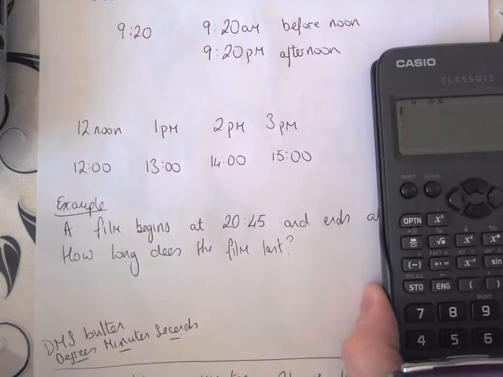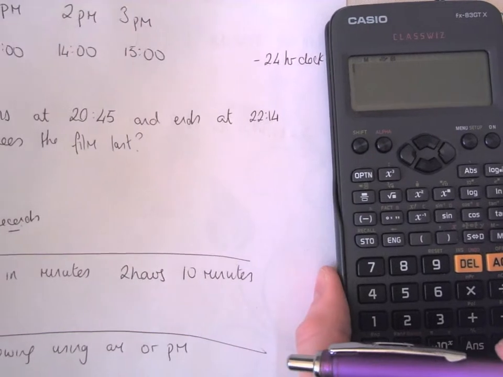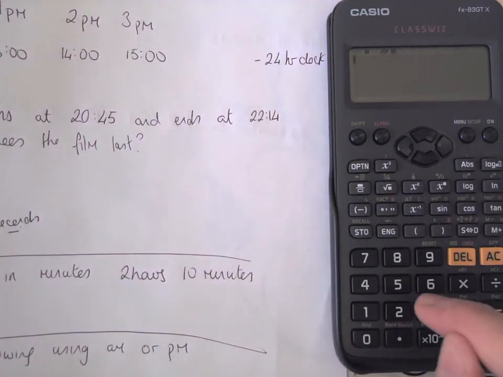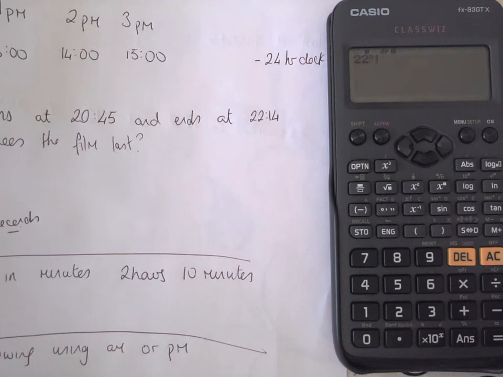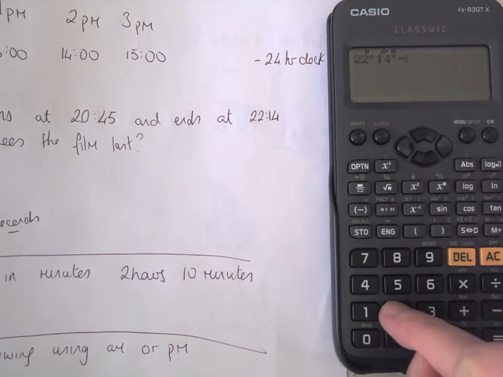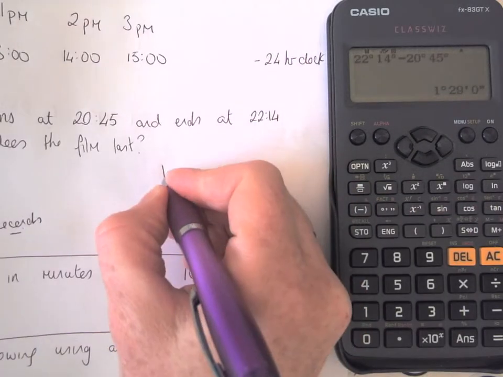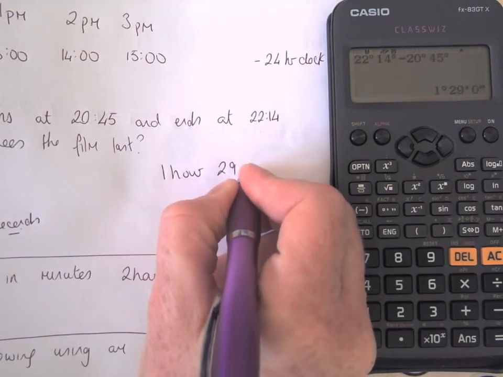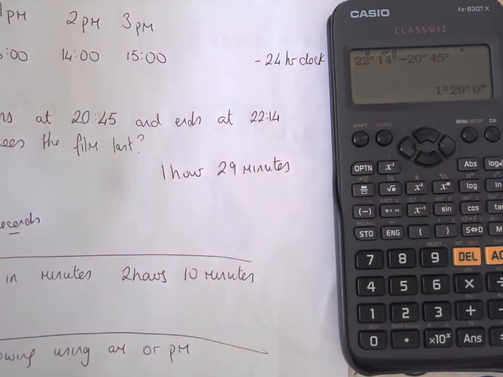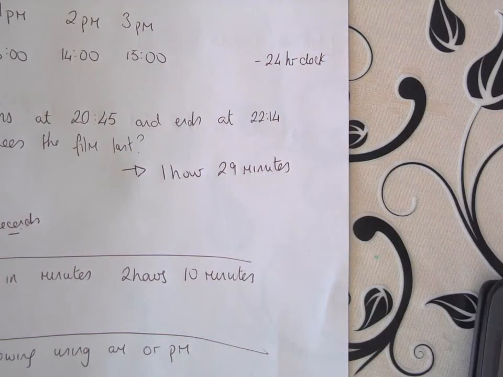So we enter, sorry, I just want you to be able to see the times. Okay. So we go 22 and we press the DMS button. 14, press the DMS button. So every time you enter an hour, a minute, or a second, you have to press the button after it. And then we minus 20, DMS button, 45, DMS button, and then press equals. And it gives you your answer like this. So this is 1 hour, 29 minutes. Okay, so it's very easy. Calculate the difference between two times using the DMS button, and it's fine to do it like that.